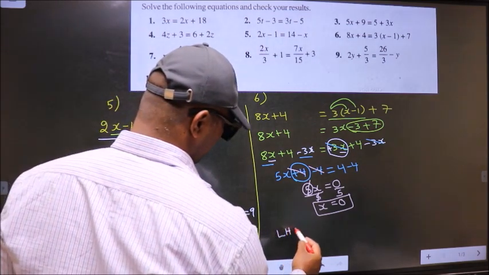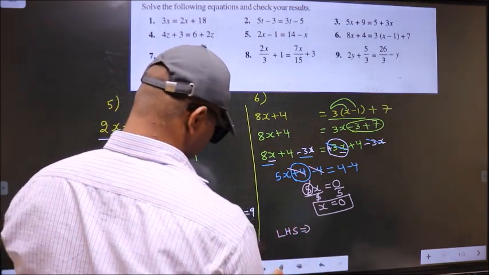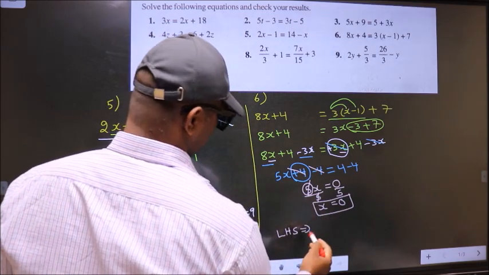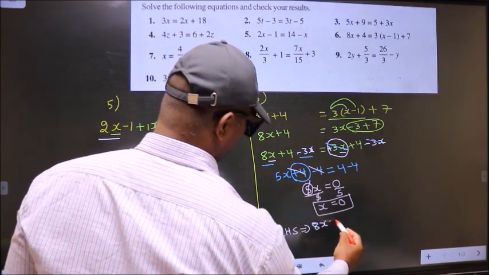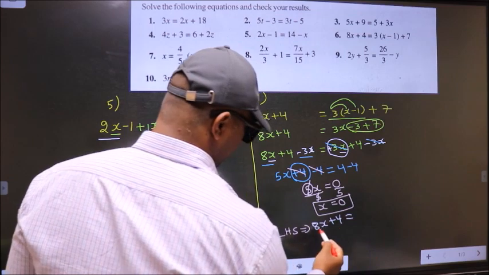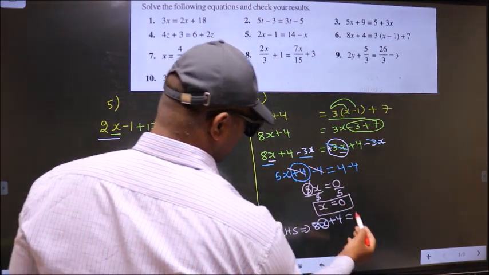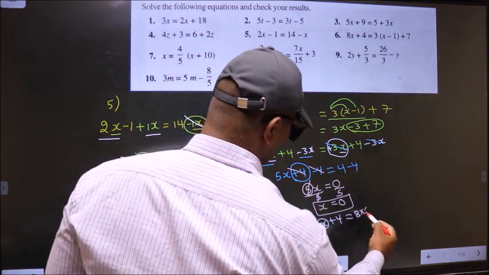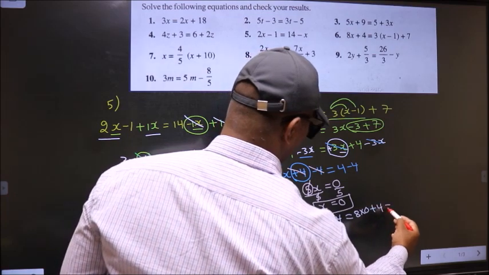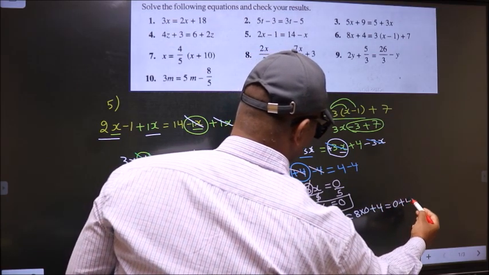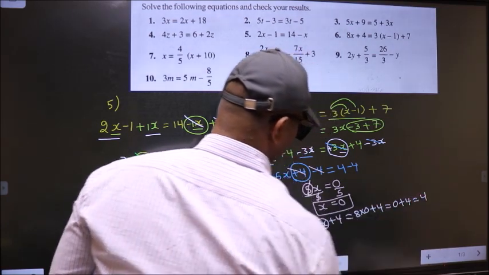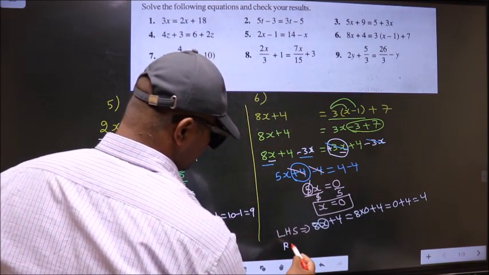Now, to check, LHS is 8x plus 4. In place of x, now you write 0. So, 8 into 0 plus 4. That is 8 into 0 is 0 plus 4, that is 4. Now, RHS.